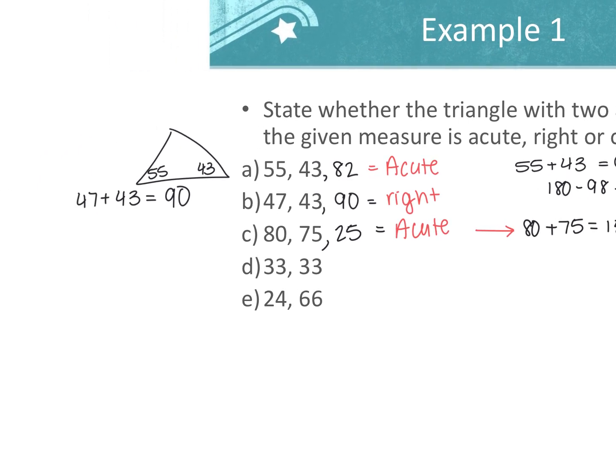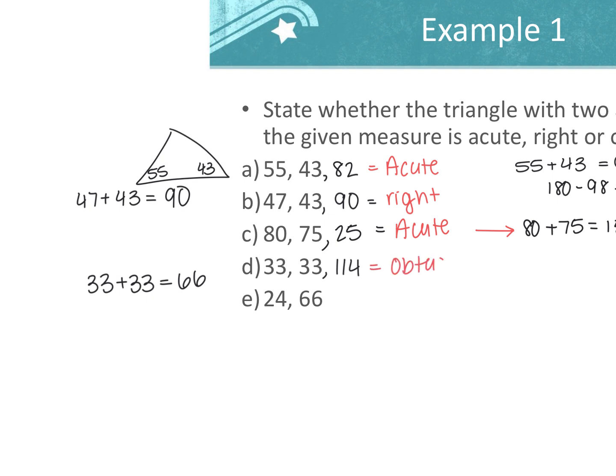Looking at D, I have 33 plus 33. What is that going to give me? 66. Is that smaller or larger than 90? Smaller than 90, right? So that means my third angle, would it have to be smaller or larger than 90? Larger than 90. So if you did the work correctly, that should have been 114. Making this what kind of triangle?